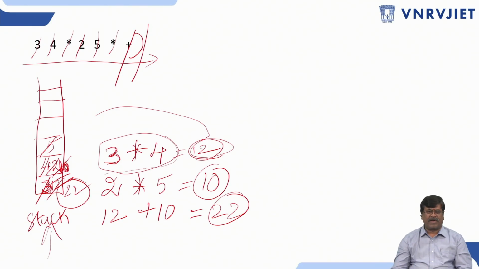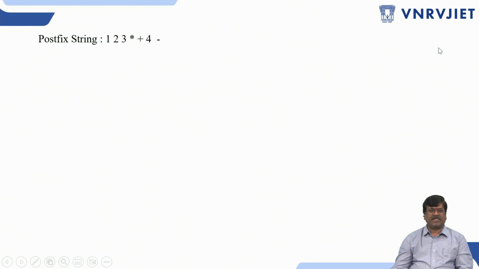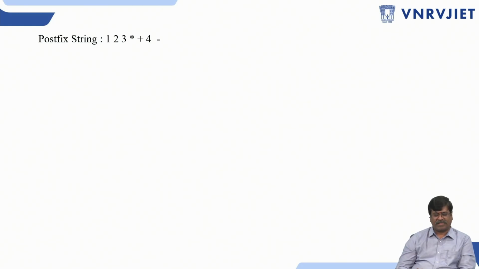I will take one more example so that you will get more clarity. This is the given postfix expression: 1, 2, 3, into, plus, 4, minus. So how are we going to evaluate this postfix expression?